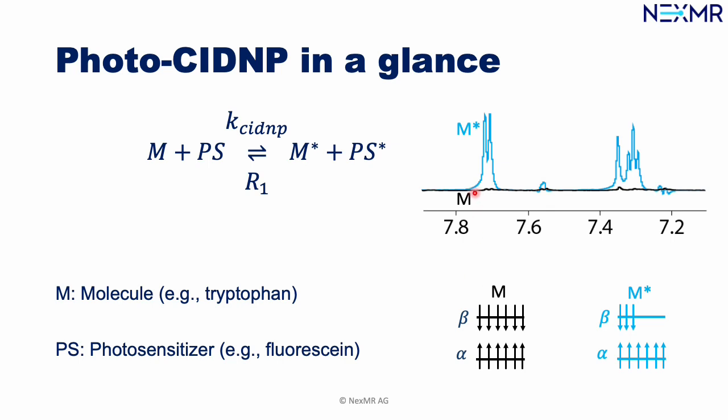As you can see here, the black spectrum is without illumination. So this is before we trigger this photo-CIDNP process. And after this photo-CIDNP process, we were able to achieve a much higher signal-to-noise enhancement. I think here we have about 70-fold signal-to-noise enhancement in this case.